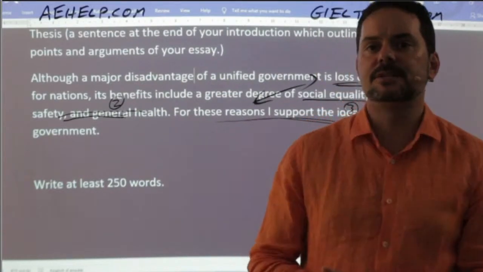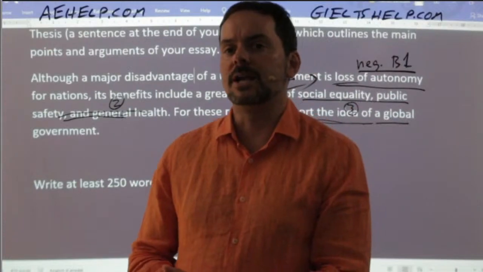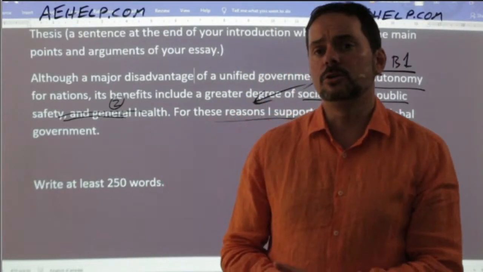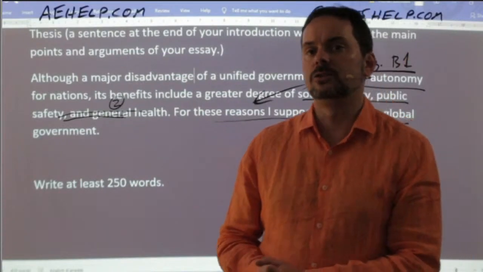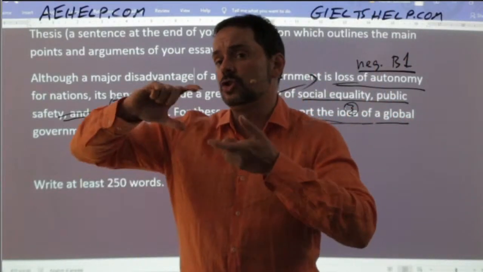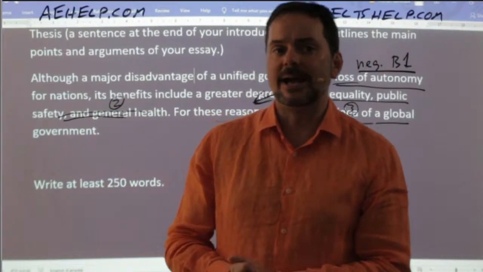All right, Jesse says, the main benefit of having a global government is this exceptional social security. However, the deficit is loss of autonomy for a country. Yeah, and then Jesse, what do you believe? If you believe the latter, then that's the correct way to do it. If you believe the former, then you should switch those 2 points around.